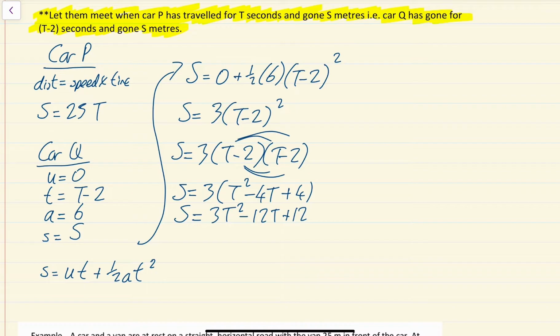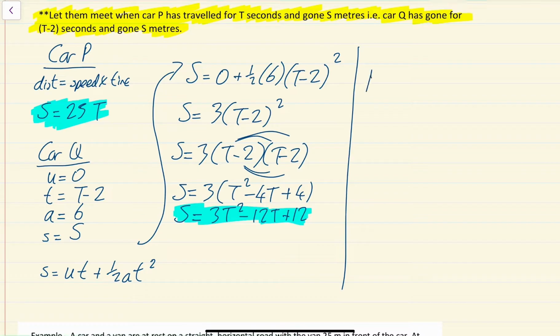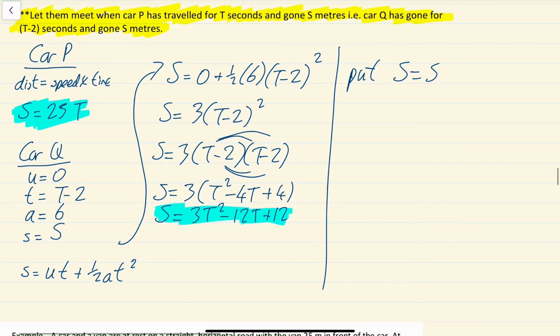So you have got big S equals this thing here. You've also got S is equal to 25t. So your next step is to put big S equal to big S. That means 25t is equal to 3t squared minus 12t plus 12. Bring it all to one side, put it equal to 0. It's 3t squared minus 37t plus 12.